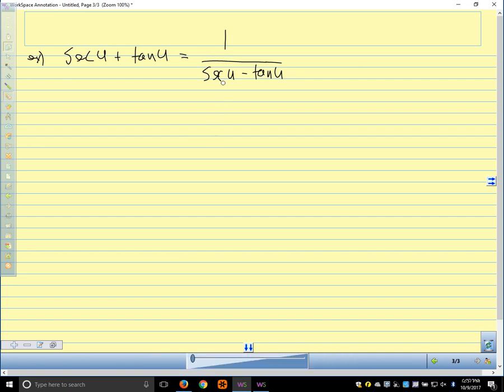All right, so we want to show that secant u plus tangent u equals 1 over secant u minus tangent u. It's not 100% easy to tell which side is more complicated. So when you get one like this, you just have to choose. Which one do you want to work with? Okay, let's work on the right. That's fine. We could work either side on this one.